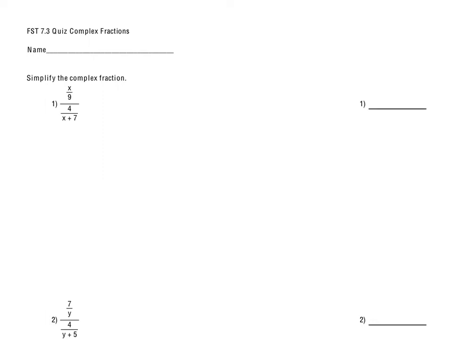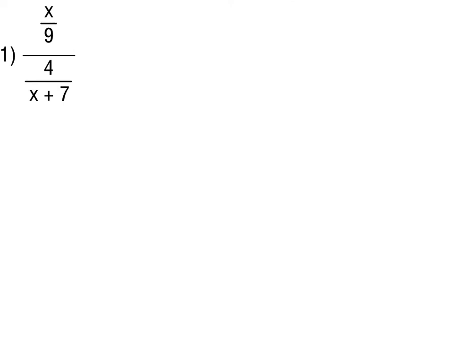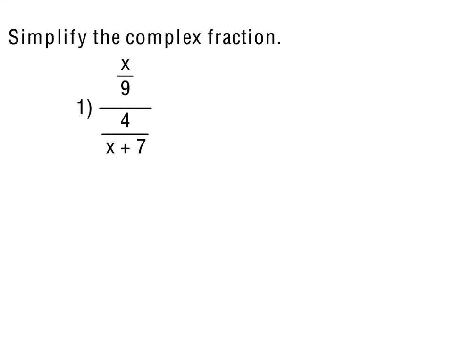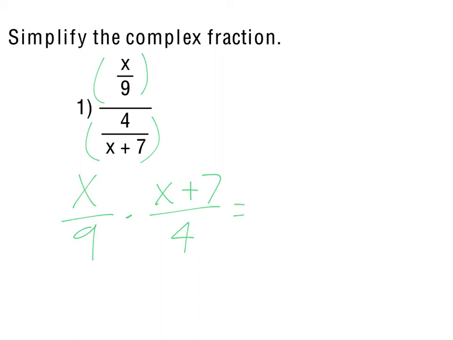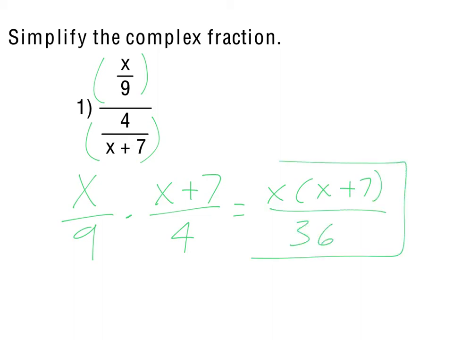We're looking at our 7-3 quiz about complex fractions. For number 1 here, we already have a fraction over a fraction, so all we have to do is multiply the numerator by the reciprocal of the denominator. So we'd have our x over 9, multiply that by x plus 7 over 4. Not much to do here other than to set that up as x times x plus 7, and then we can go ahead and multiply the 4 by the 9 and get 36, and that's really about all we're going to do for that one.